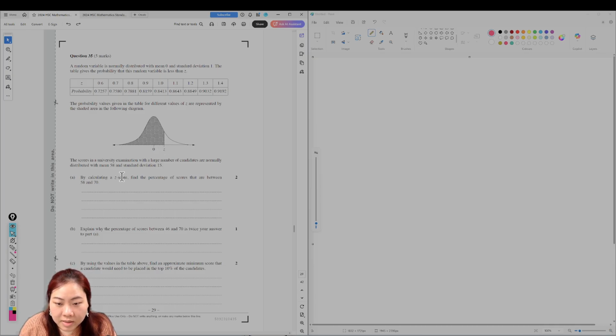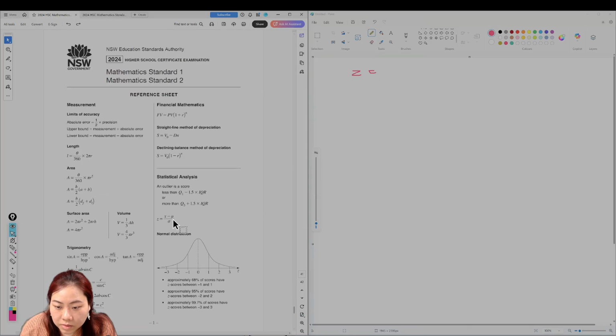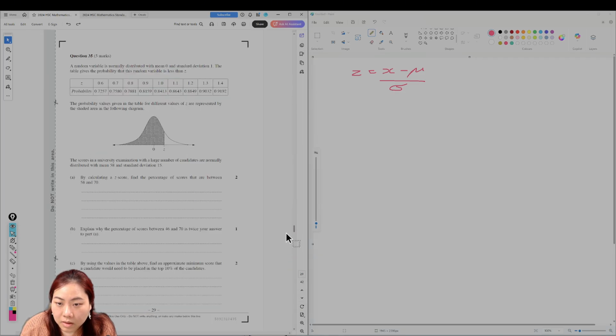A. By calculating a z-score, find the percentage of scores that are between 58 and 70. Okay, z-score is... how do I do z-scores? Let's find out. We're on question 35. Z-scores, we've got the x minus the mean over the standard deviation. Let's go back. 35. Z-score, what have we got?